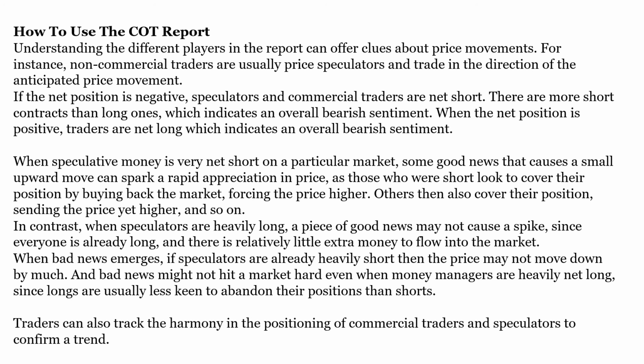Traders can also track the harmony in the positioning of commercial traders and speculators to confirm a trend. Both these classes of traders usually trade in opposite directions. This means that long commercial traders and short speculators should place trades in unison. Similarly, long speculators and short commercial traders need to place trades in unison. When they place trades in unison, the probability of the price moving with them becomes higher. And you would follow the trades of speculators.